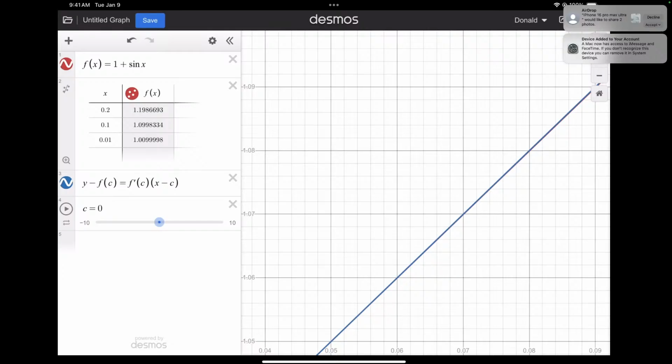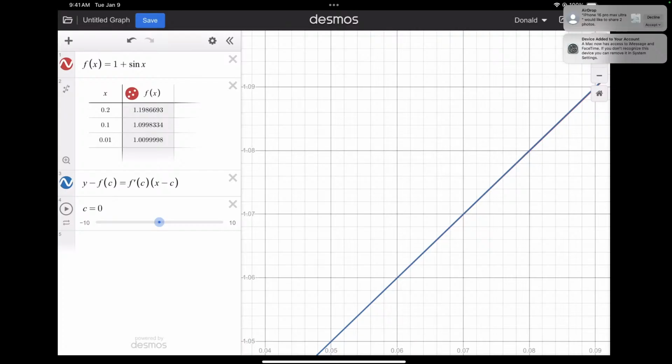y equal to x plus 1. Now, what happens if I plug in 0.2? Well, when x equal to 0.2, then it's going to be 1.2, right? When x equal to 0.1, then 1.1. When x equal to 0.01, it's going to be 1.01.